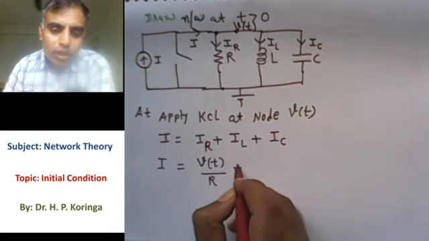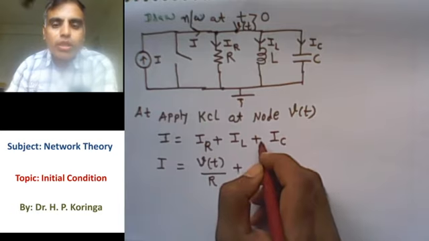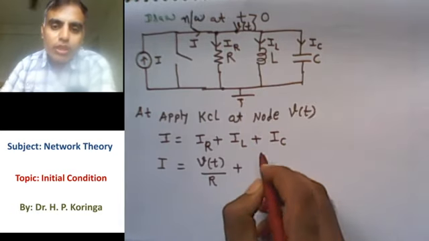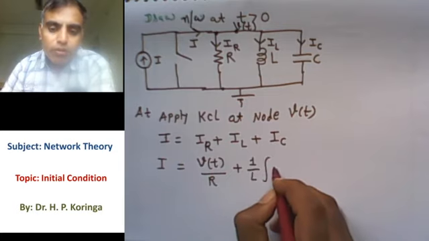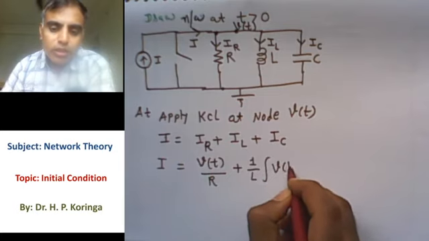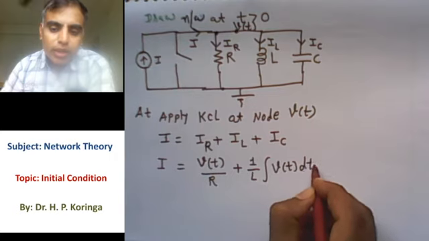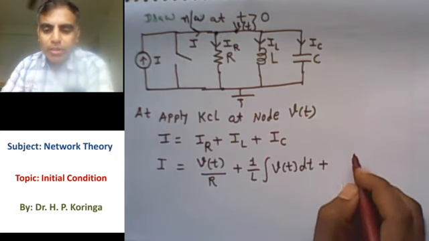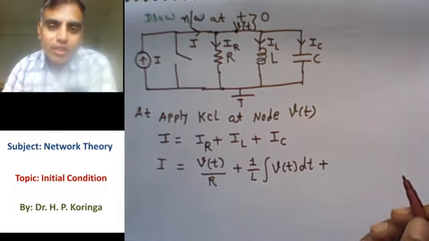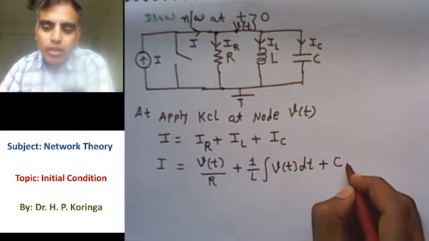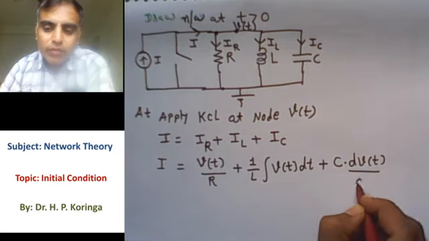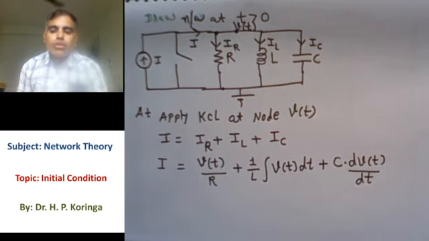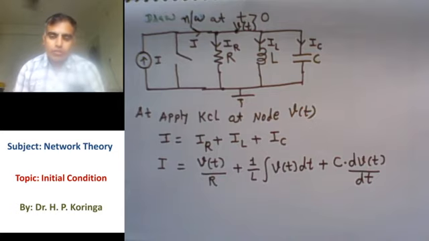is the current passing through R. How to define the current passing through the inductor? The current passing through the inductor is 1 upon L integration of the voltage across the inductor dt. And how to define the current passing through the capacitor? It is C dV by dt, where V of t is the voltage across the capacitor. Once we apply the KCL, we get this differential equation.